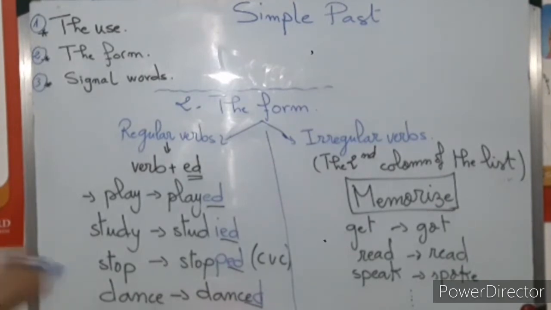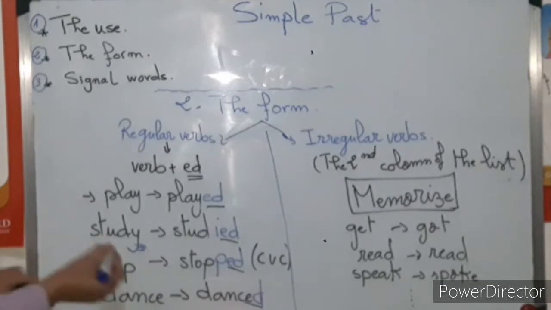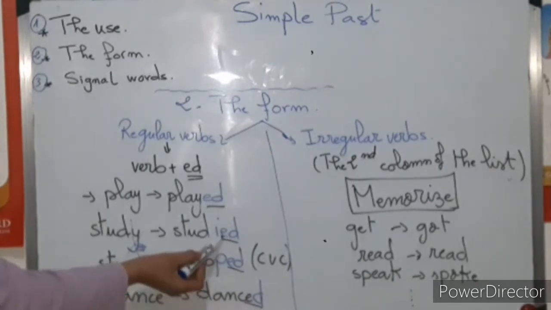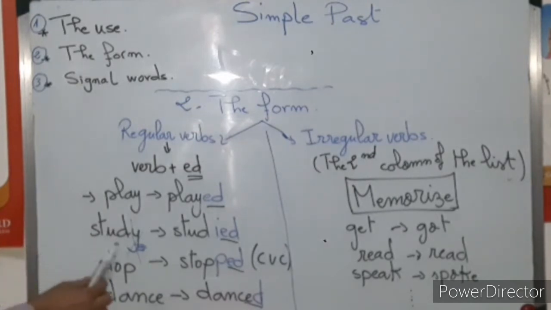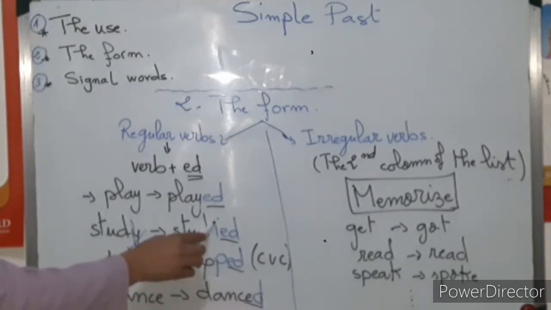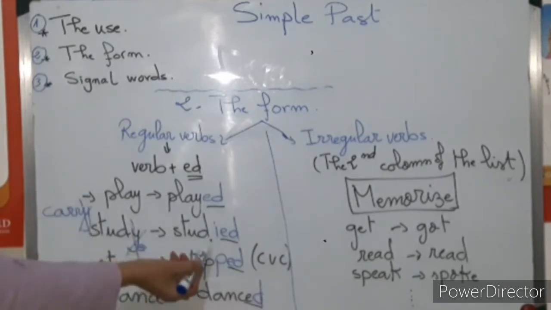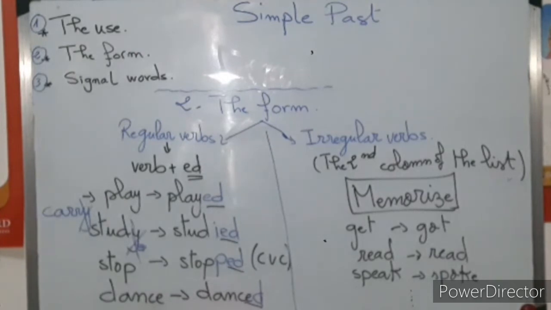Example, study. The verb here finishes with y, and the y is preceded by a consonant. So what shall we do? We remove the y, we replace it with i, then you add ed. So I repeat, study: the verb finishes with y, preceded by a consonant, so you remove the y and you replace it with i. Then you add ed. Okay, I give you another example, like carry. Again, you remove the y, you replace it with i, then you add ed. I hope that it's clear.